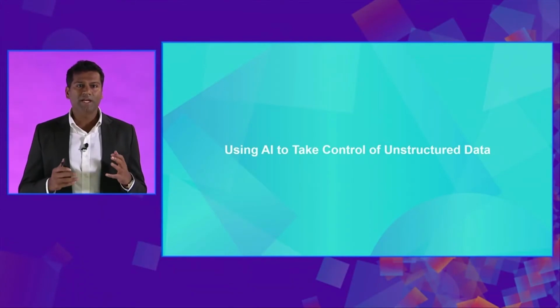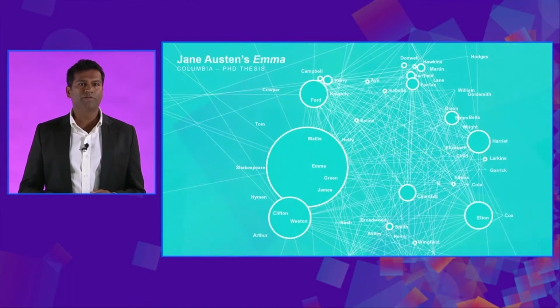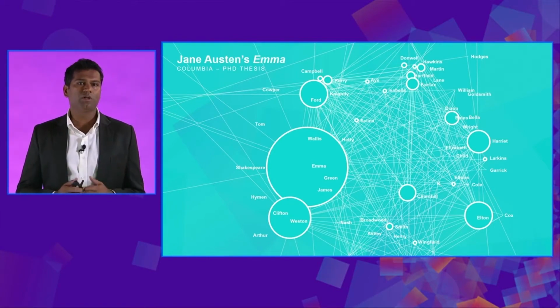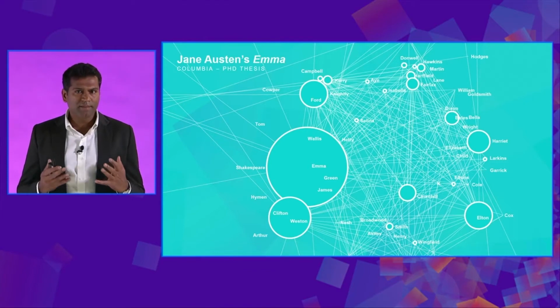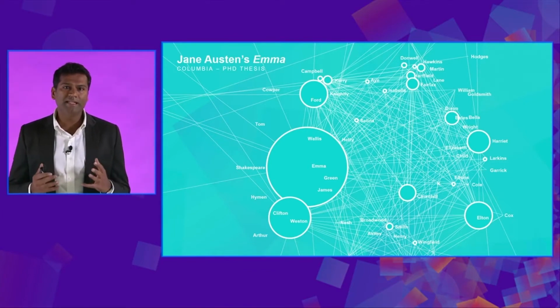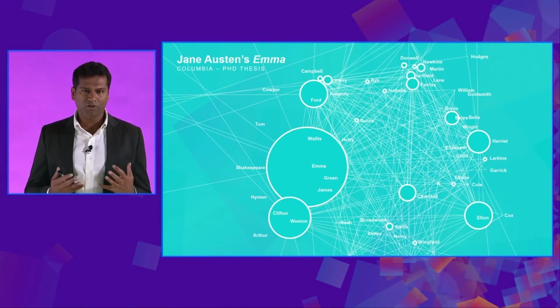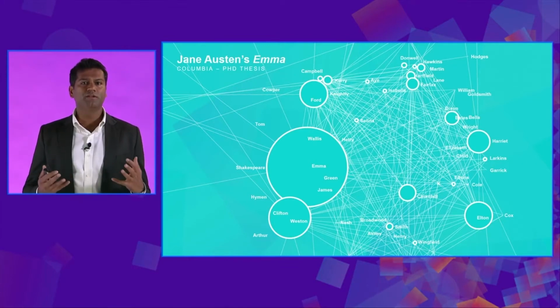Using AI to take control of unstructured data. I got my PhD in computer science from Columbia University and specialized in natural language processing and machine learning. This slide shows an output from the machine learning models we built over several years of research. We built machines that could go through unstructured data, something as unstructured as a 19th century British novel like Jane Austen's Emma. The machine could read the novel, extract the characters from the story.